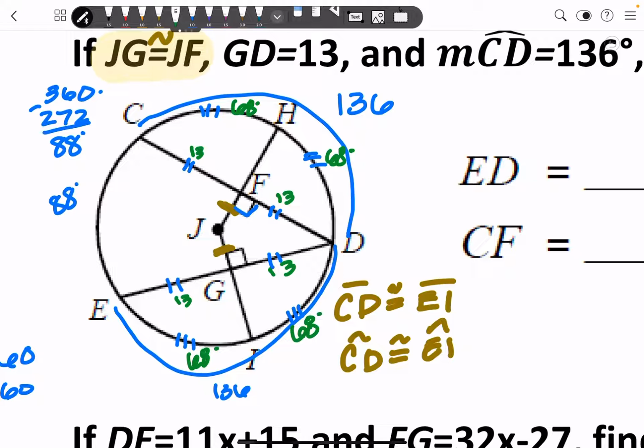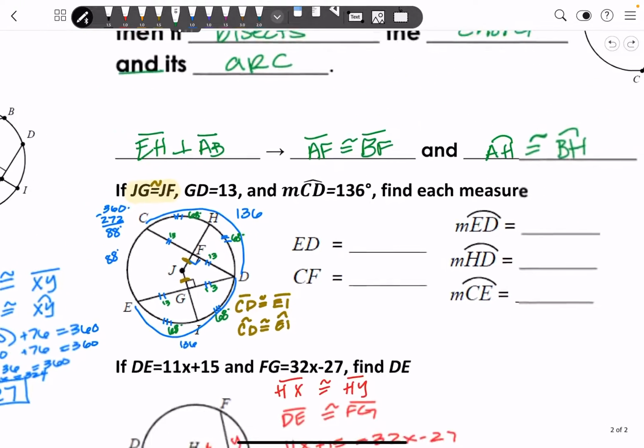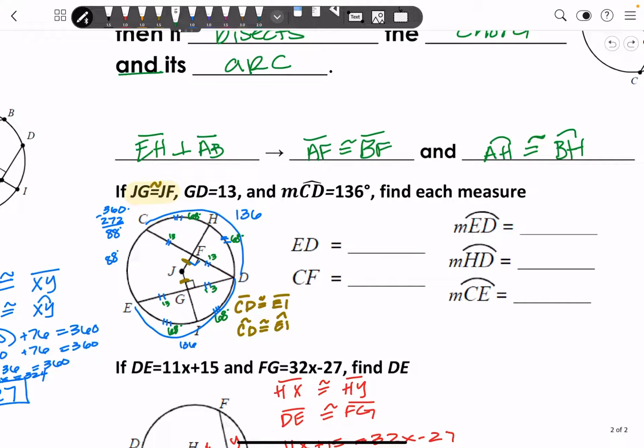So again, if you had a central angle EJI, then the measure of that would be 68 degrees. And same if you had a central angle DJI. But you don't have central angles here. All right. So now that we've got all of that, you can fill things in.